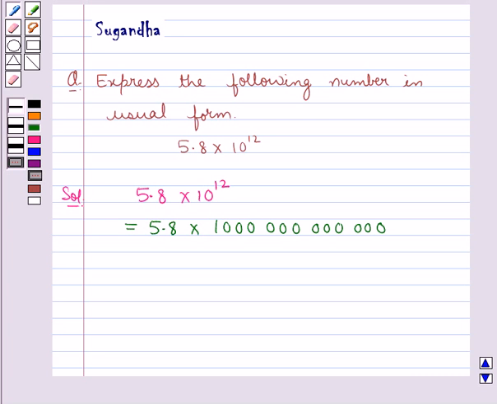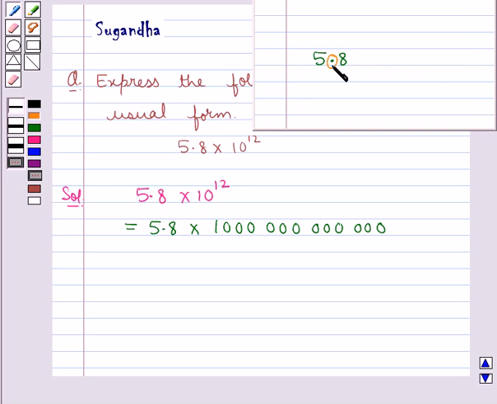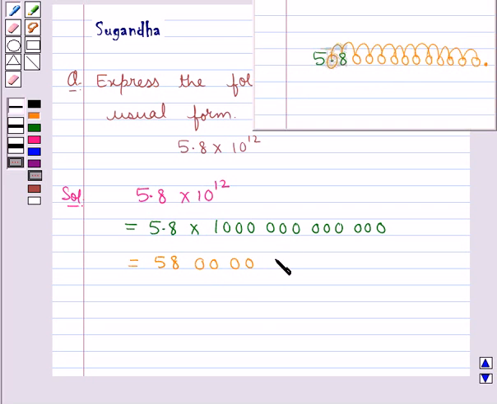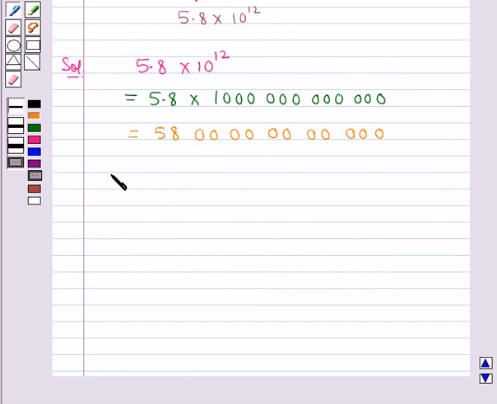As there are 12 zeros in the numerator, we will move the decimal of 5.8 12 places to the right. This is one move, 2, 3, 4, 5, 6, 7, 8, 9, 10, 11, 12. And so we will place the decimal here. Thus, this becomes equal to 5800000000000. This is the usual form.